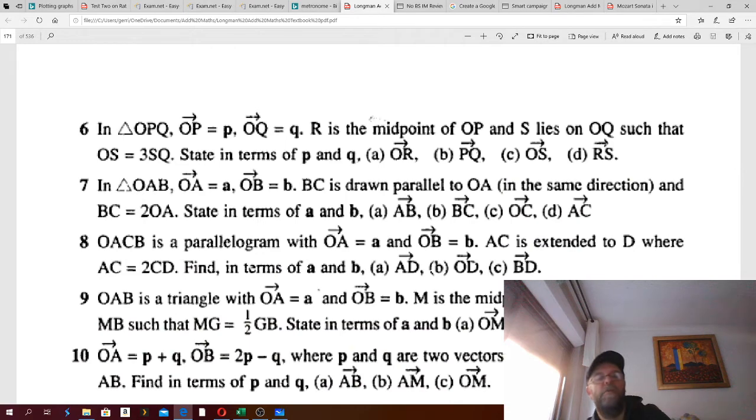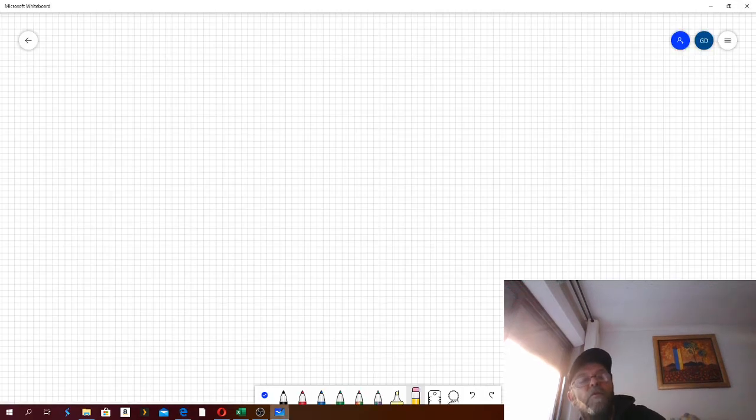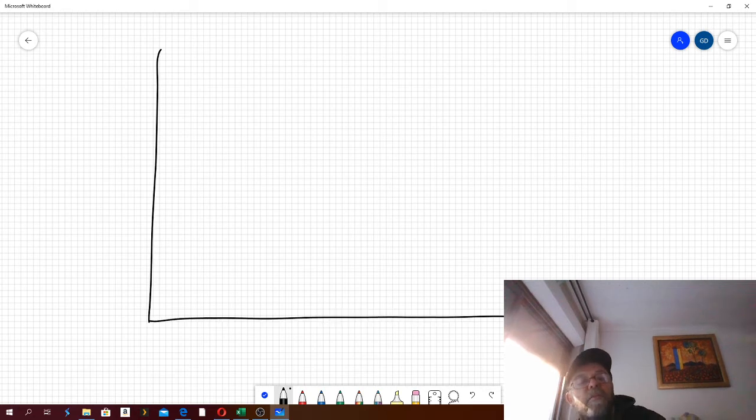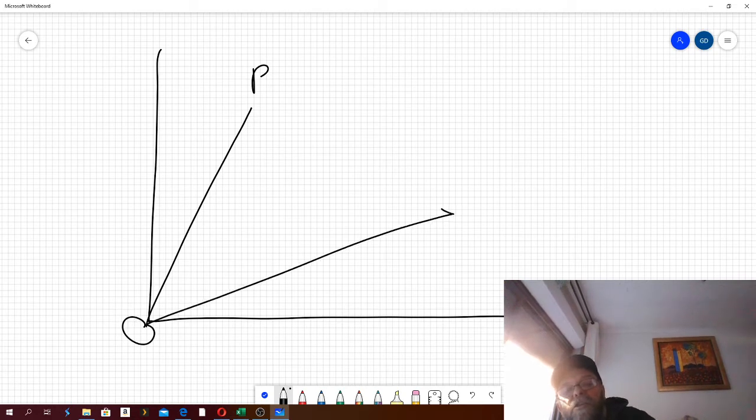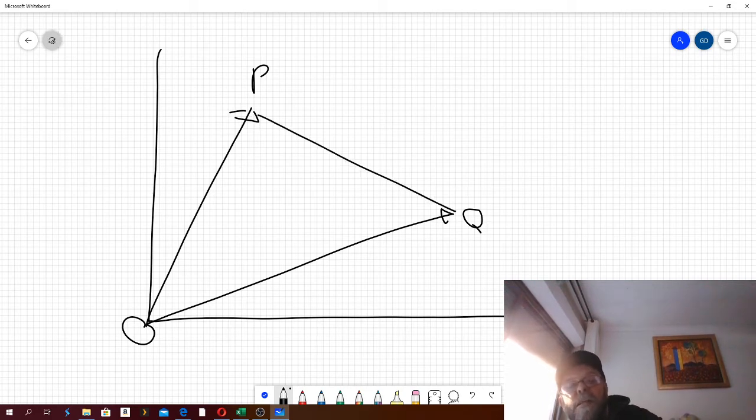Okay. So this one, we have a triangle called OPQ. We'll draw it very similar to the last one. O, there's P, make O over here. There's Q. Right, so there's our vectors, and this is a triangle. Okay, and let's make PQ another vector.